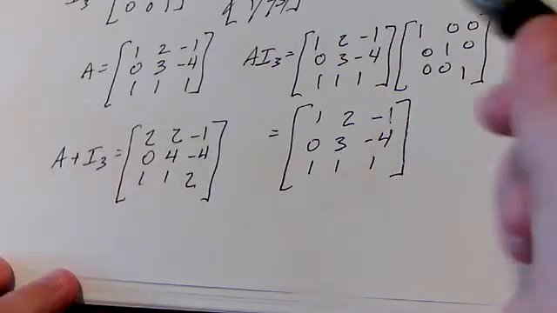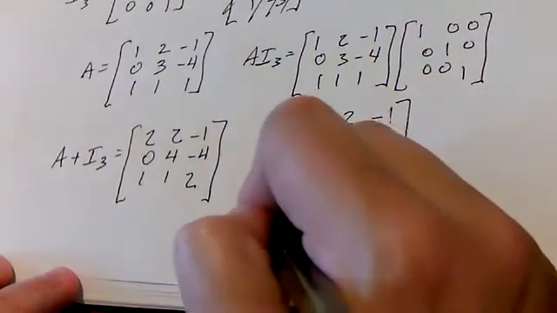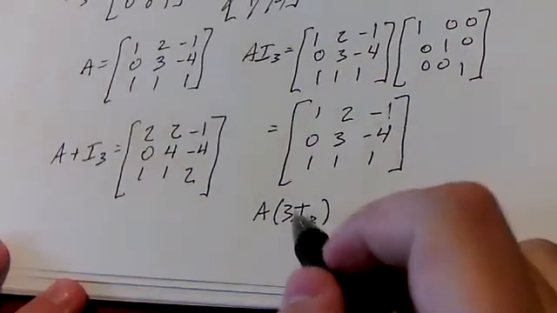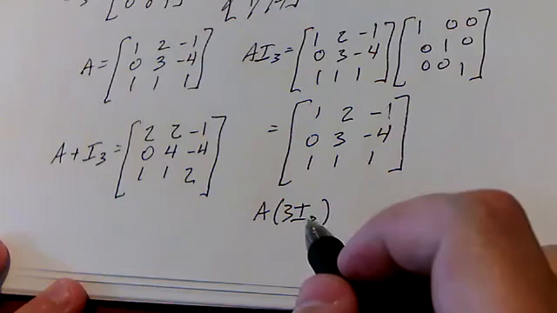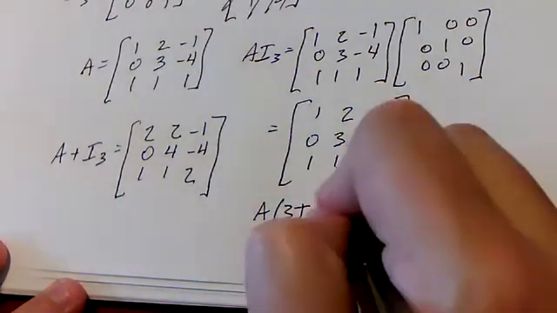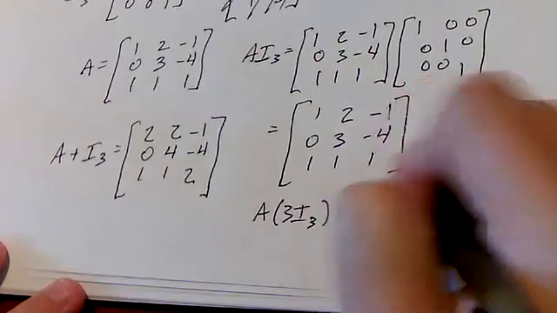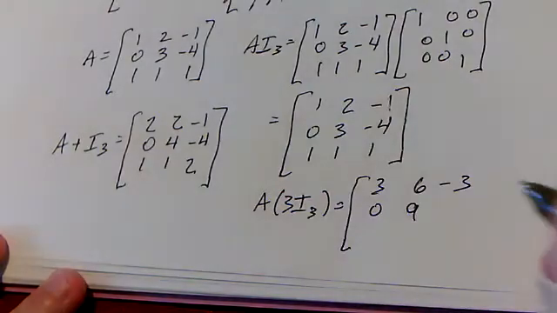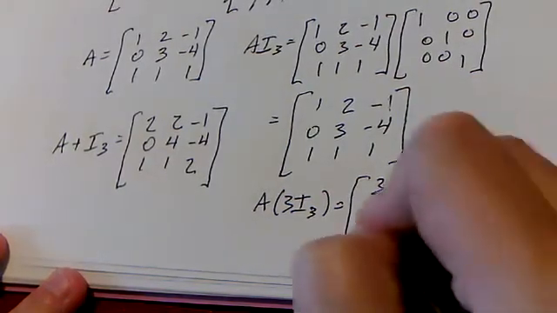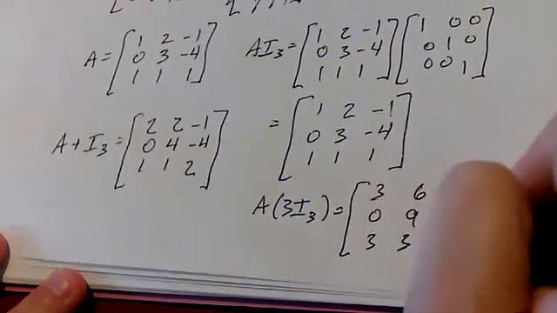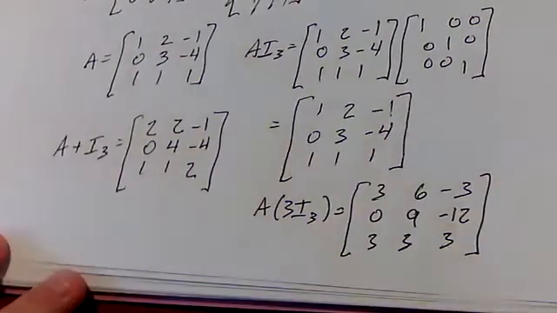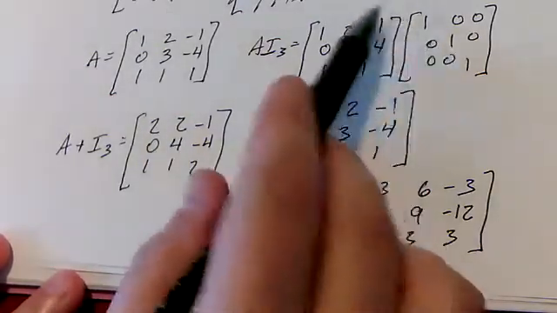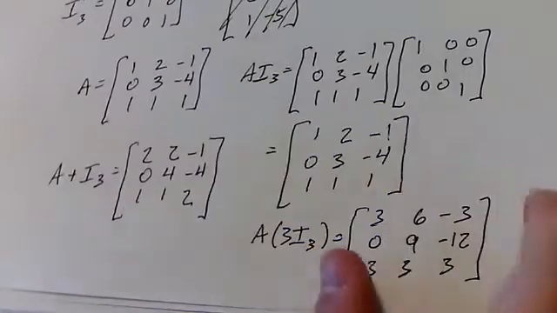Now we could also multiply by a scalar in there. Maybe I do A times 3 copies of I3. Well, ultimately, multiplying by I is just going to give me the same matrix. So I'm multiplying by 3. So A times 3 I3 will multiply all of my coordinates by 3. So 3, 6, -3. 0 times 3 is 0. 3 times 3 is 9. -4 times 3 is 12. And then I would get all 3's on the bottom row. And a similar thing if I'm adding: I'm only adding to that diagonal because those are my only non-zero points in the identity matrix.